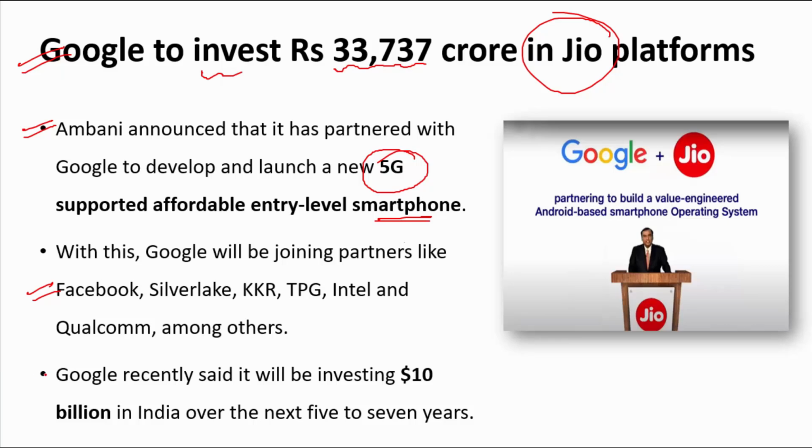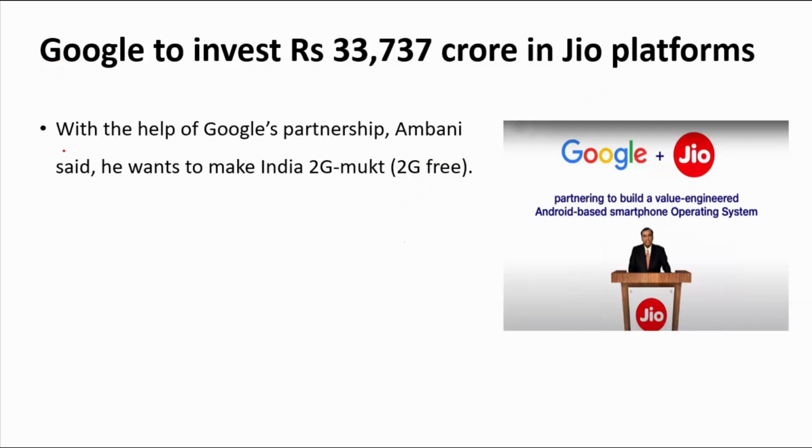So recently, as I told you, Google has said that it will be investing about $10 billion in India over 5 to 7 years. With the help of Google's partnership, Ambani said he wants to make India 2G Mukt, or 2G free. So this is the particular aim of Jio Platforms. So now let us take a revision of some previous developments that have happened.